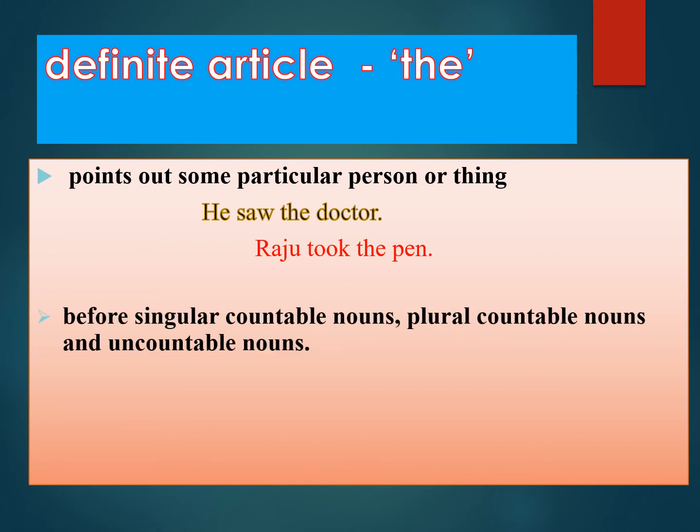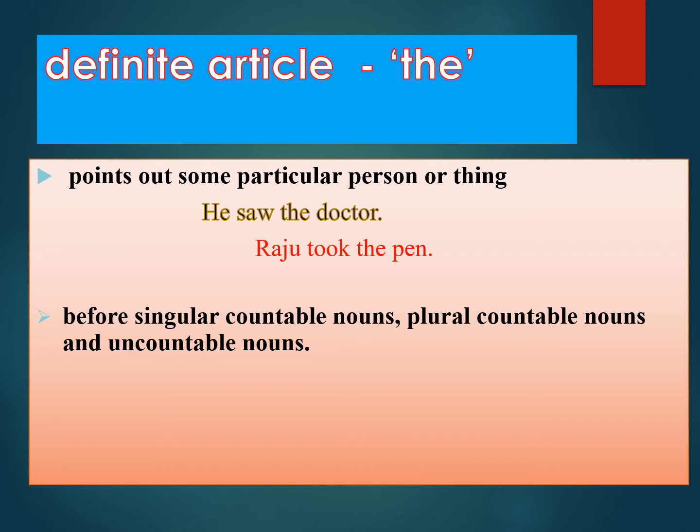Next one, the definite article is used before singular countable nouns, plural countable nouns, and uncountable nouns. Students, we have already discussed what countable nouns are.